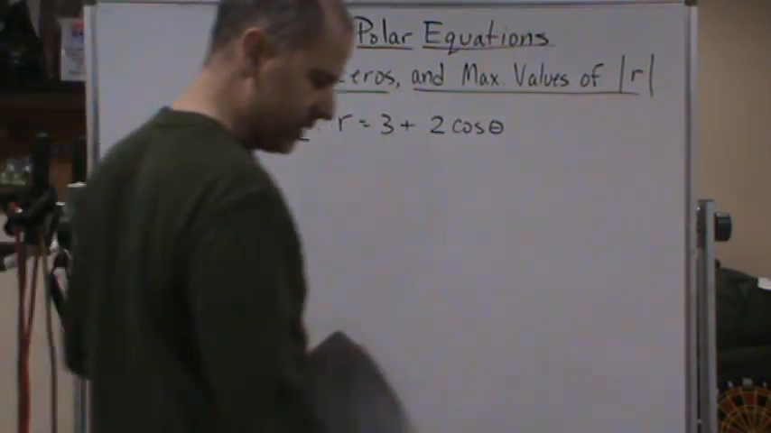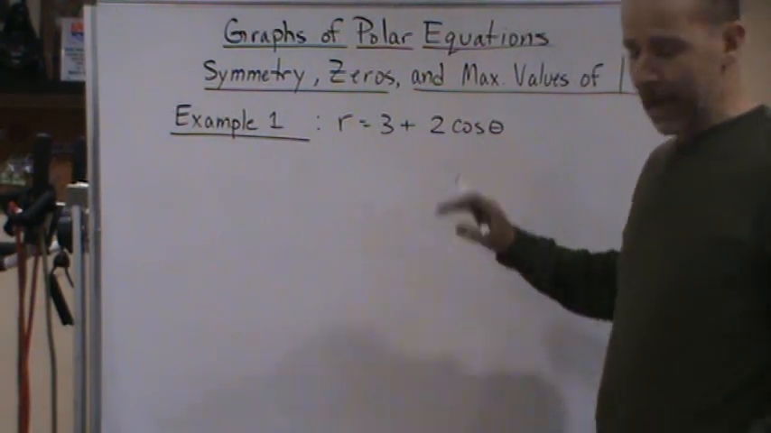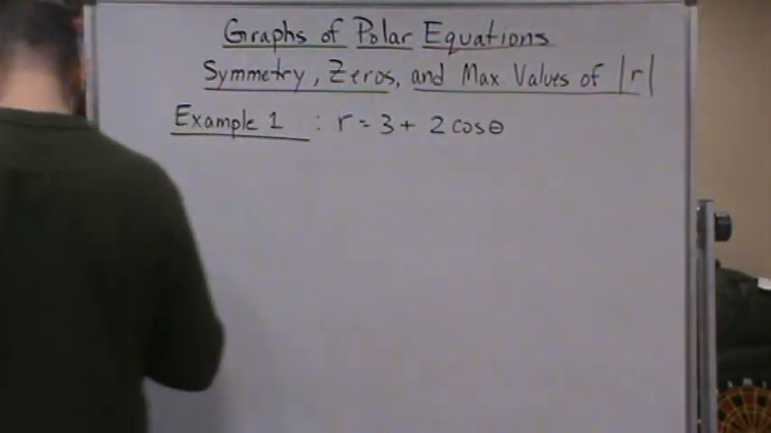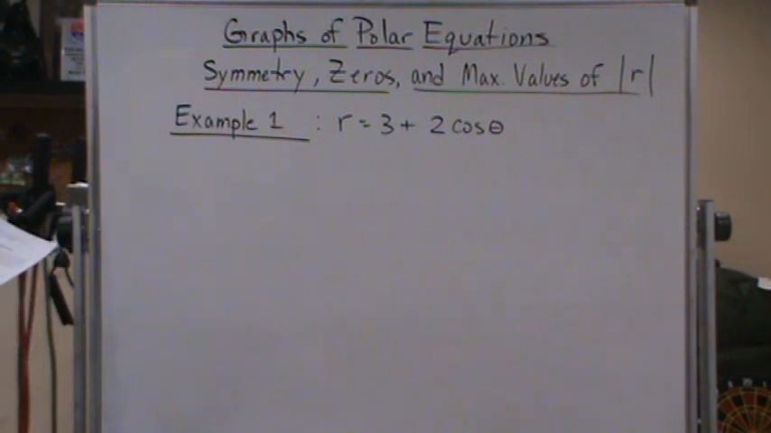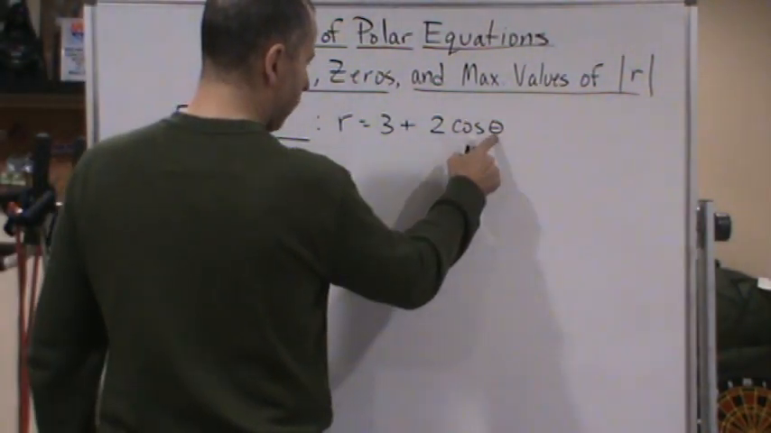All right, let's do this example for symmetry. So we're going to use symmetry to plot this graph, okay? What we're going to do is replace r and theta with r and negative theta and see what we get, okay? So let's replace theta with negative theta.